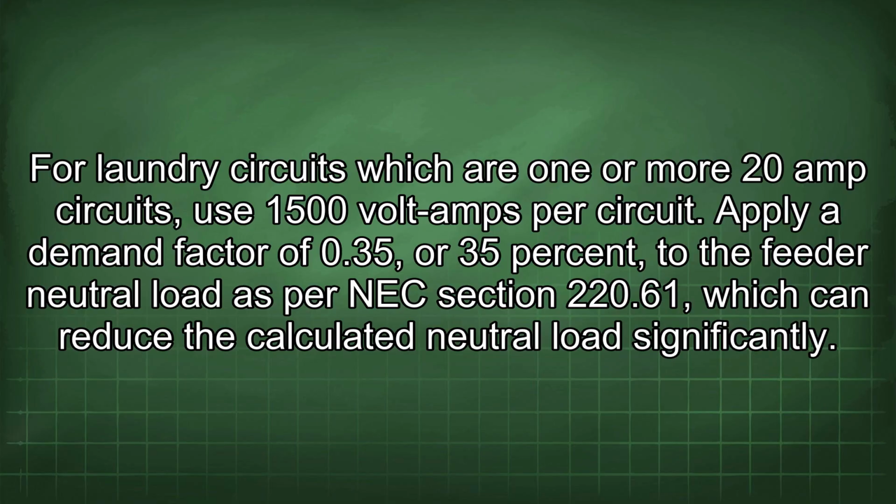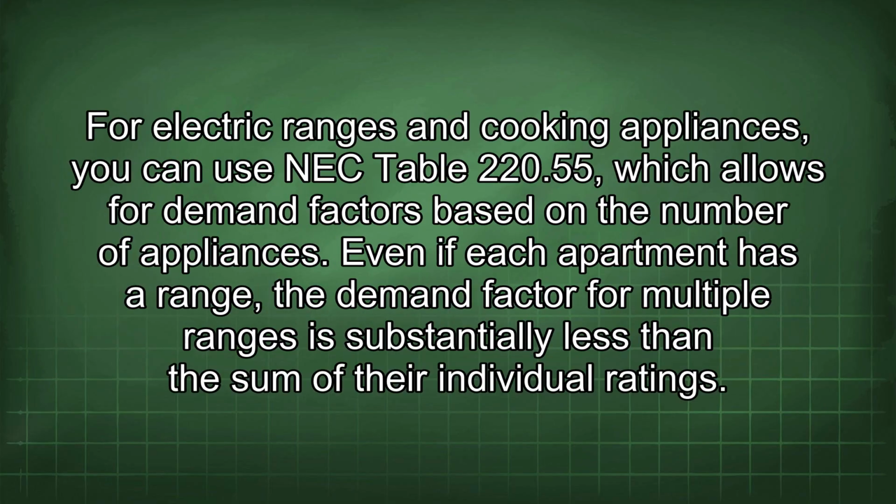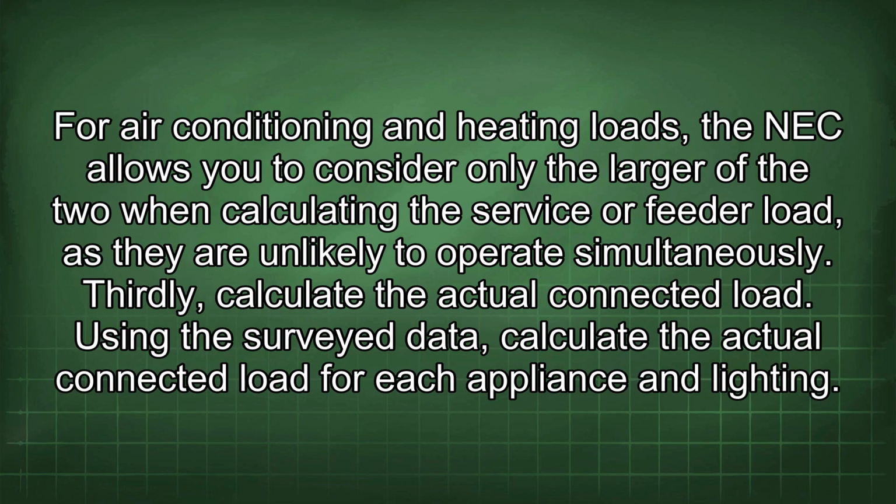Apply a demand factor of 0.35 or 35% to the feeder neutral load as per NEC section 220.61, which can reduce the calculated neutral load significantly. For electric ranges and cooking appliances, you can use NEC table 220.55, which allows for demand factors based on the number of appliances. Even if each apartment has a range, the demand factor for multiple ranges is substantially less than the sum of their individual ratings. For air conditioning and heating loads, the NEC allows you to consider only the larger of the two when calculating the service or feeder load, as they are unlikely to operate simultaneously.